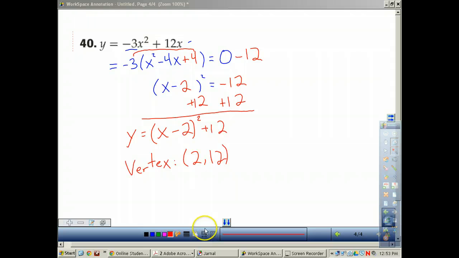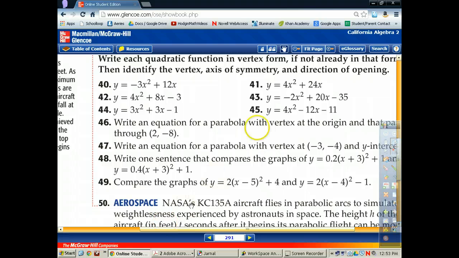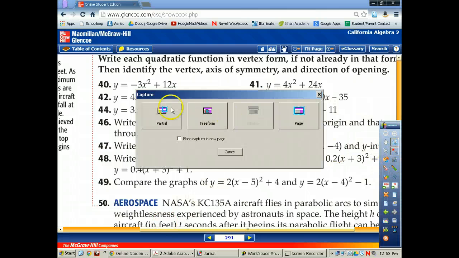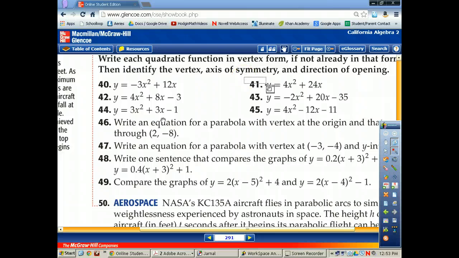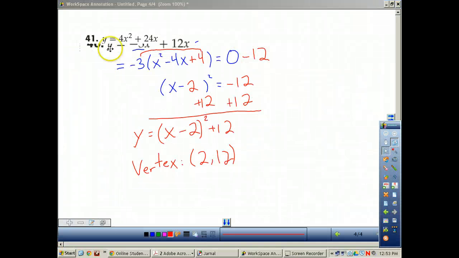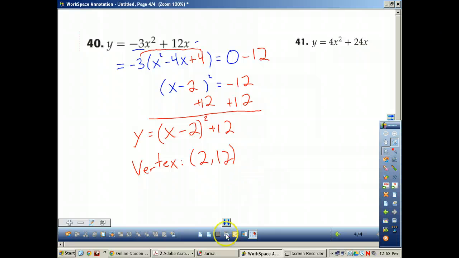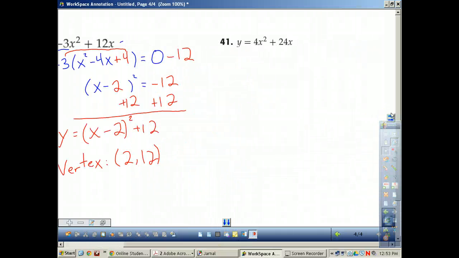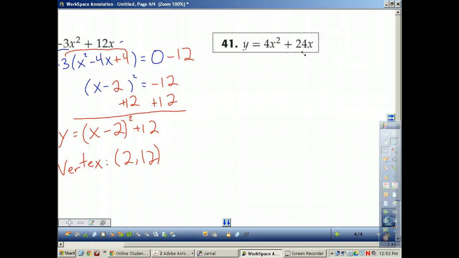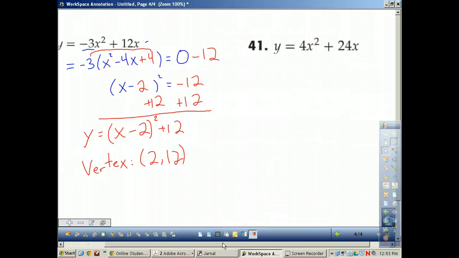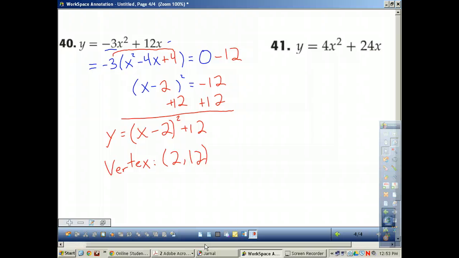Good. So I'm going to have you guys try 41, which is very similar. Let's try 41. Okay, you guys try 41 and see how it goes. It's very similar to 40. And then check with someone next to you to see if you got it.